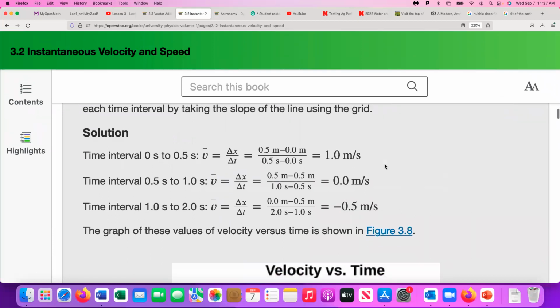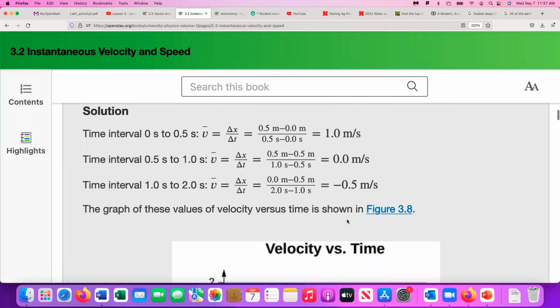And that's what we get. We get a 1 meter per second slope at the beginning. We get 0 at the top when it's just flat lining and the slope is 0 at the top. So at that flat point, we have 0 meters per second, not moving at all. And then on the way back down, it's going back down at this constant slope of negative 0.5 meters per second for the full second.